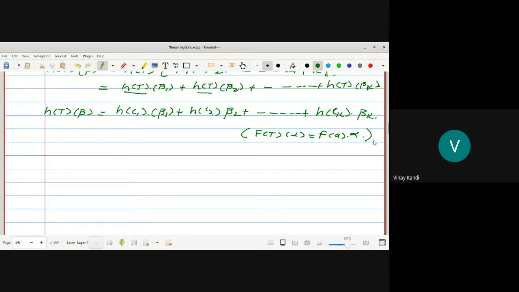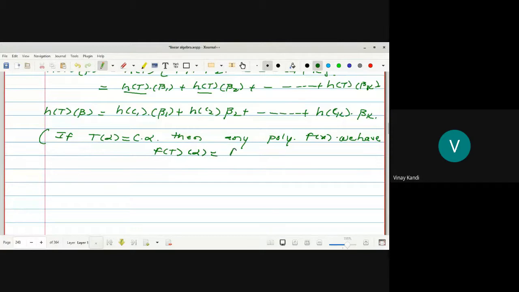Okay, this theorem is written here. Which theorem? Note it again. I will state the theorem. If T of alpha is equal to c into alpha, that is, if alpha is the characteristic vector corresponding to c, then for any polynomial f of x, we have f of T of alpha is equal to f of c of alpha. This is a constant, okay, this is an operator, remember. Okay, any doubt?